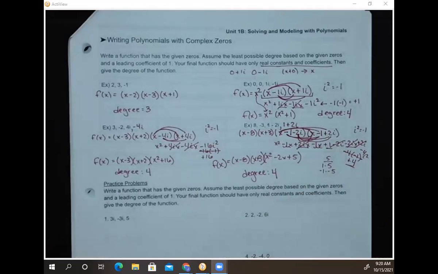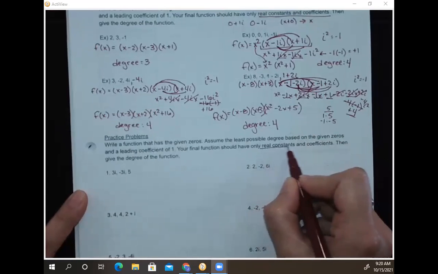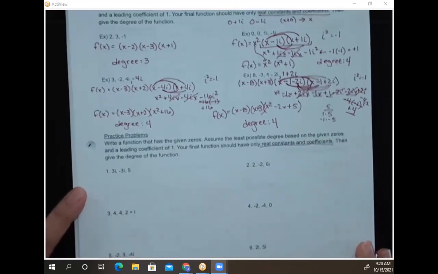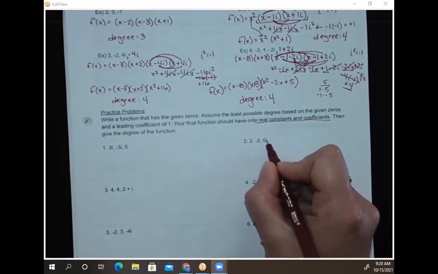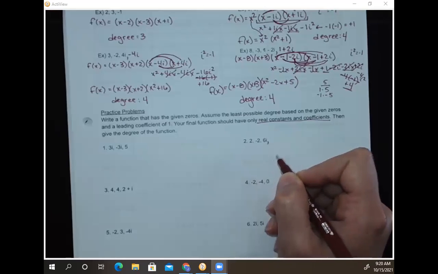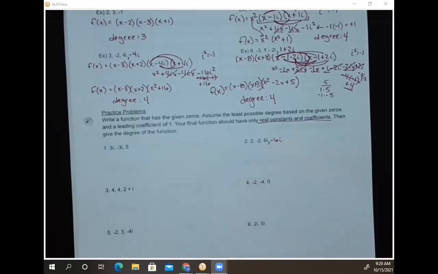Okay, with the rest of our class time today, I would like you to work on the problems at the bottom of page 5. So notice you have exactly the same directions. Give me only real constants and coefficients in your final function. Don't forget to give me the degree, okay? And remember that we will always have imaginary or complex solutions in pairs, okay? So if you have, for example here, if you have 6i, what else do you have? Negative 6i, yep. So be careful with your list. Make sure if you've got one that you have the other as well.